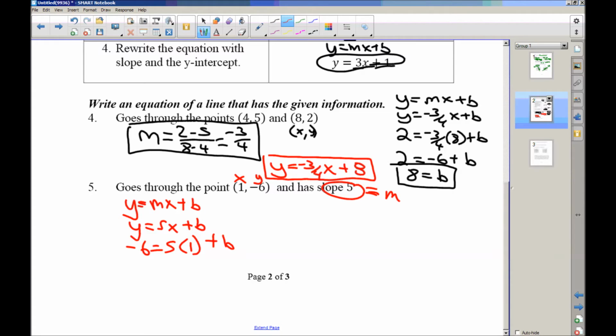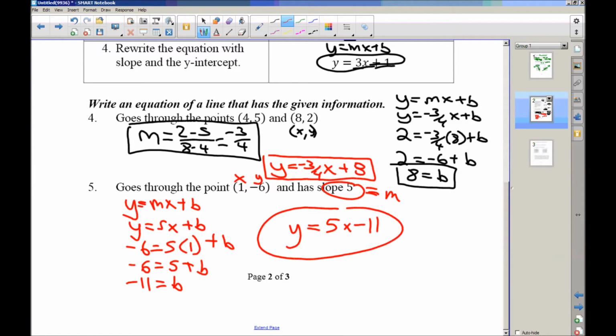Okay, so 5 times 1 gives me 5. Negative 6 equals 5 plus b. And then I subtract 5 from both sides to get negative 11 as b. Okay, so my final answer here is going to be y equals the slope, which is 5 times x, and then plus the y-intercept, but our y-intercept is negative this time, so we'll just put negative 11 there.